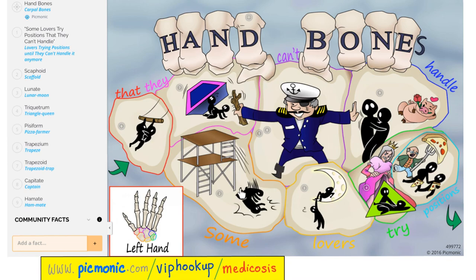And by the way, here is lateral and here is medial. So the scaphoid bone is lateral. Next, lovers, the lunate. And here it's depicted by the lunar moon. Tri, T, triquetrum. Here is a triangle queen. Positions, pisiform, pizza-former. We went from lateral to medial. We'll do the same thing in the second row, from lateral to medial. Let's do it. Try, trapezium. Okay, here is a trapeze. Next is the trapezoid. This is they.